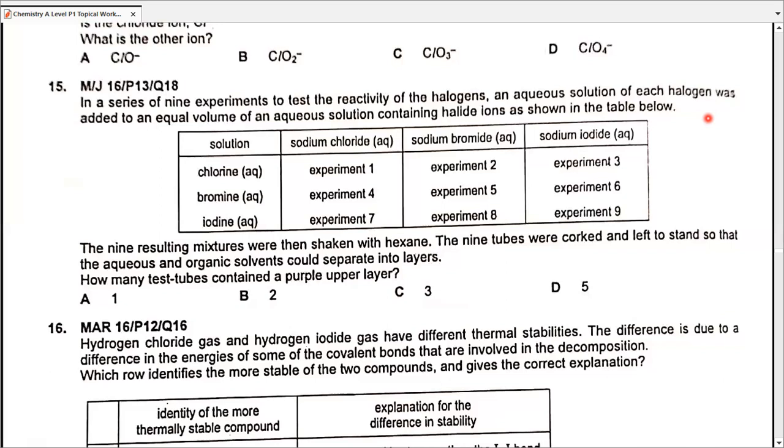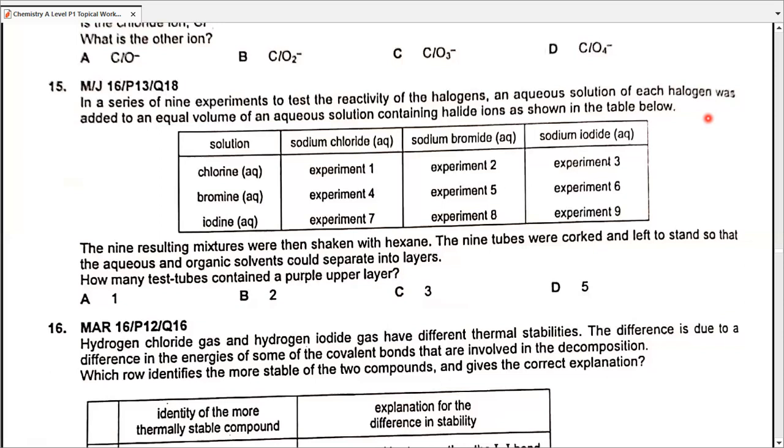Then 4 and 7. How can it be 4? No, it's more reactive. It's not a matter of more or less reactive. It does not even consist of iodine. Yeah, only iodine shows purple color. So 3, 6, 7, 8, 9.